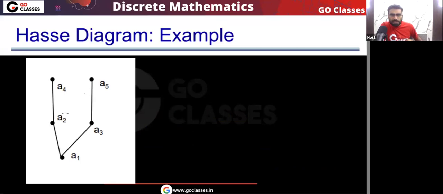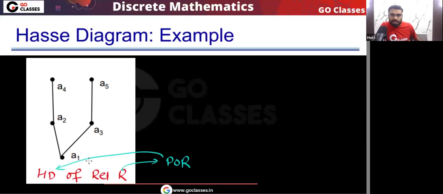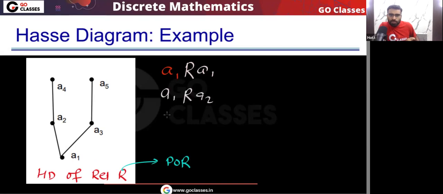For example, take this hash diagram. Let's assume this is the hash diagram of relation R. First of all, you tell me, can I say relation R is a partial order relation? Yes, of course, this is a partial order relation, because only for a partial order relation can we create the hash diagram. Now you tell me, A1 is related to whom? Let me know. You can easily see A1 is related to A1. A1 is related to A2.